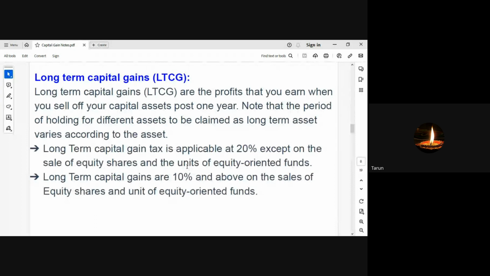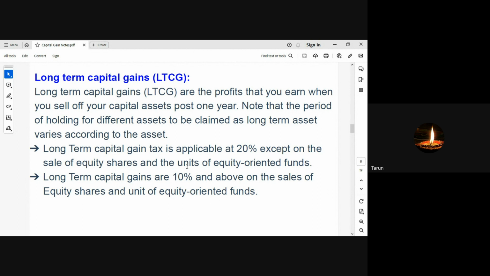So let's talk about the long term capital gain. Long term capital gains are the profits that you earn when you sell off the property after 1 year. Any asset held for such a period is a long term asset. It also depends on the type of the asset, whether it is a fixed asset or a current asset, right?